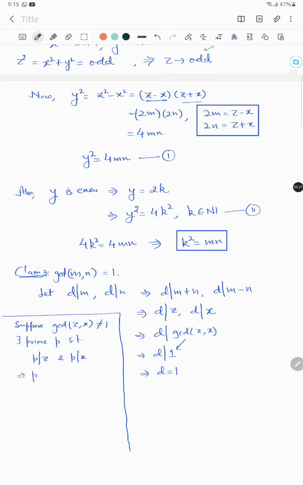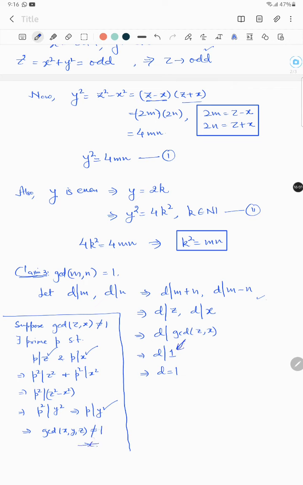It implies that P square will divide Z square and P square will divide X square, and this implies P square will divide their difference. The same argument we used here. That means P square will divide Y square, and this implies that P will divide Y. So there is a prime which divides Z, which divides X, and which divides Y. So this implies that GCD of X, Y, and Z is not equal to 1, which is a contradiction. So GCD has to be equal to 1.